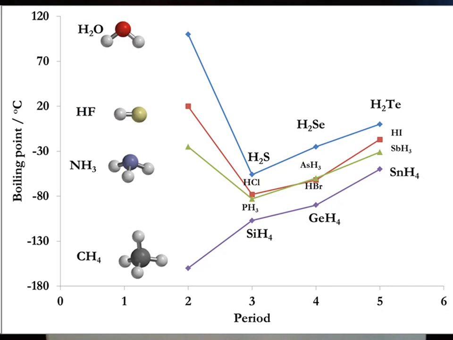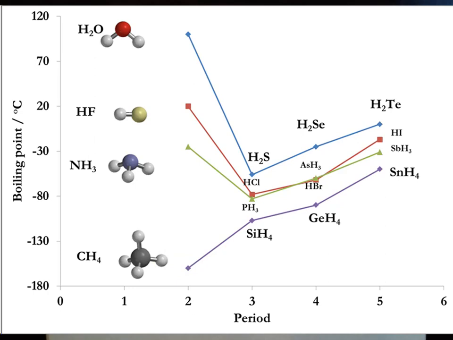In this graph, what we're looking at on the y-axis is the boiling point of various compounds. And on the x-axis, we are looking at what period of the periodic table the central atom, or the non-hydrogen atom, I should say, in the compound belongs to. So let's look at this bottom trace, which is colored purple. You'll see CH4, the molecule down there at the lower left-hand corner with the black carbon atom and 4 hydrogen atoms around it.